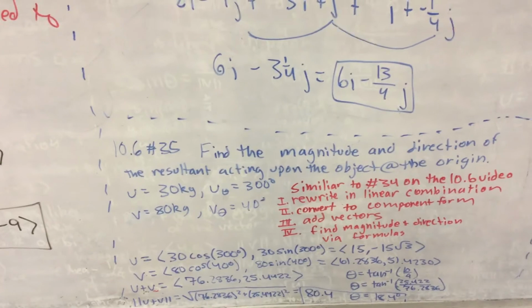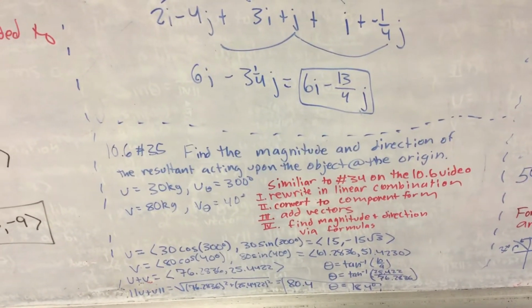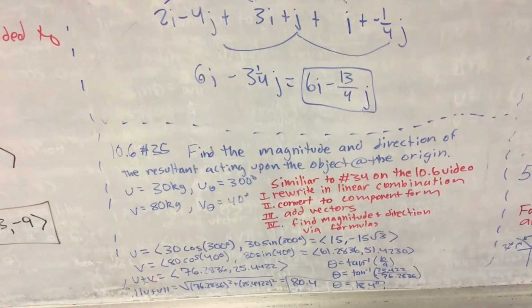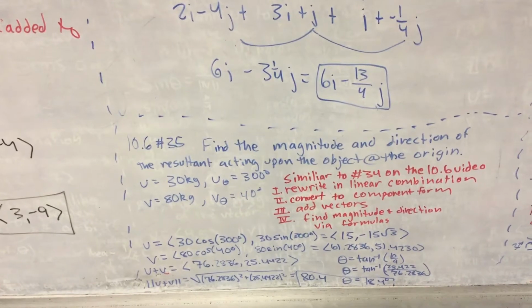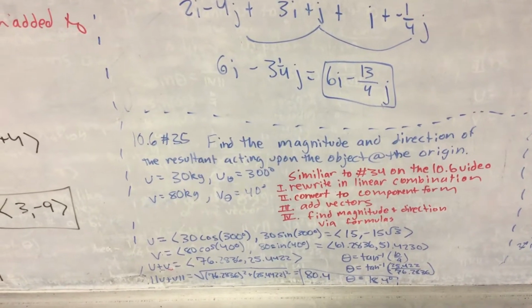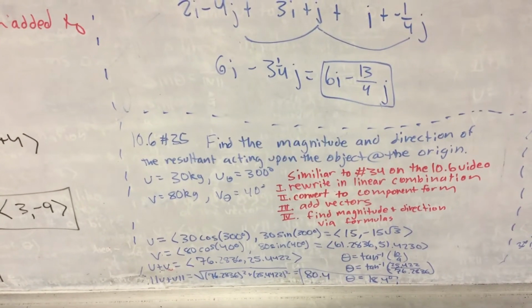After we get our component form for both of them, we just add the component forms together. When we do that, we get our new vector u plus v. We find the magnitude of our new vector, which will be the square root of a squared plus b squared.